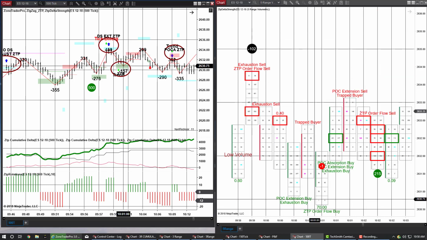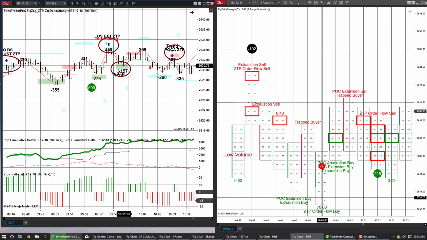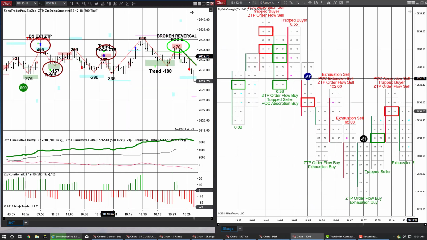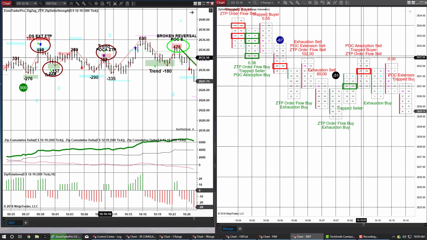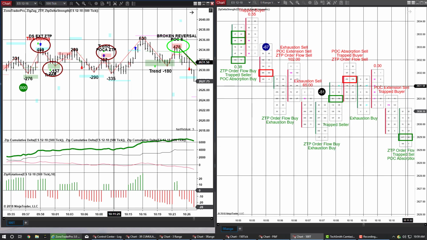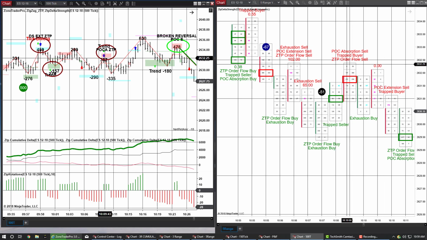At the trend trade itself, we had order flow in the form of a ZTP order flow buy, but we did not have any delta strength. On this next trend trade, we again had order flow in the form of a POC absorption and a ZTP order flow, but we did not have any delta strength. And if you're noticing a pattern here, you're seeing these 3-point trades where we have a pattern, we have order flow, but we don't have anybody making a big commitment. We don't have large buyers or sellers coming in to make that big commitment and move the market.